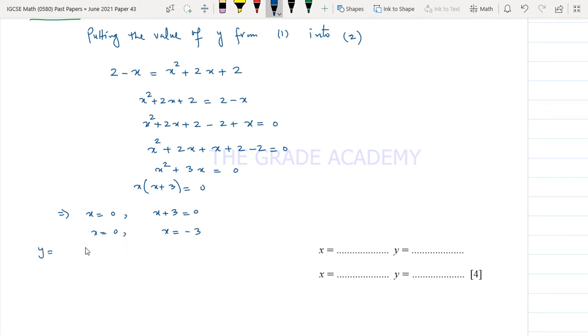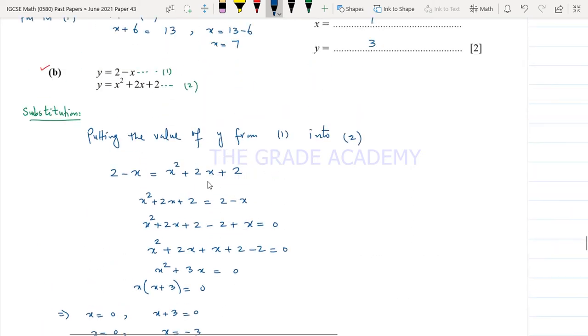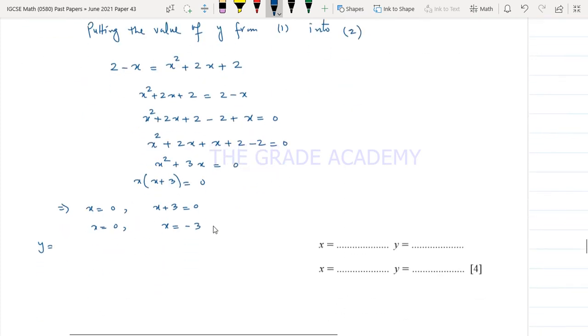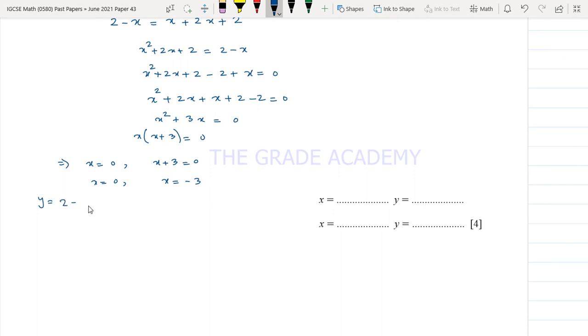So what is y? We can substitute these values back into any of the equations, but we will put them in the first equation, y equals 2 minus x. When x is 0, y is equal to 2. Similarly, when x is minus 3, y equals 2 minus minus 3, so y is equal to 2 plus 3, which is 5. So when x is 0, y is 2, and when x is negative 3, y is 5. These are the solutions of these simultaneous equations.